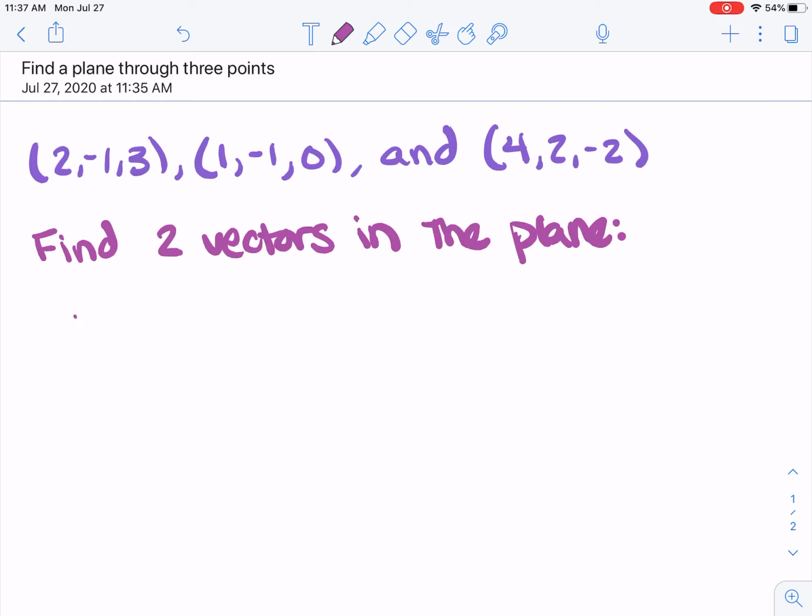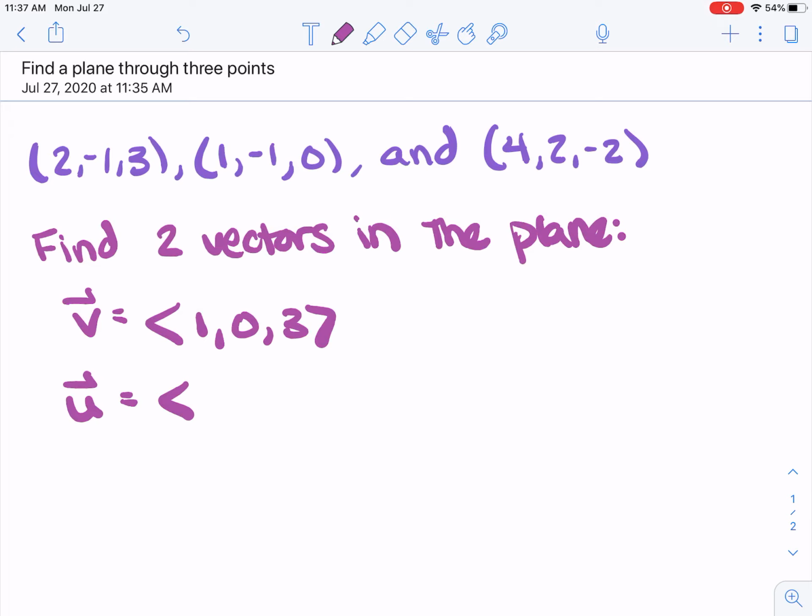So we can say v, for example. Let's find the vector that connects those first 2 points. So 2 minus 1, -1 minus -1, 3 minus 0. And for the other vector, let's connect the other 2 points. Or, we have different options here. We could connect them by subtracting one from another. All we need is 2 vectors that lie in the plane. So there's some freedom here.